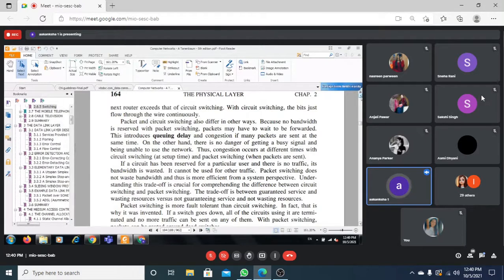Now if a circuit has been reserved for a particular user and there is no traffic, its bandwidth is wasted.